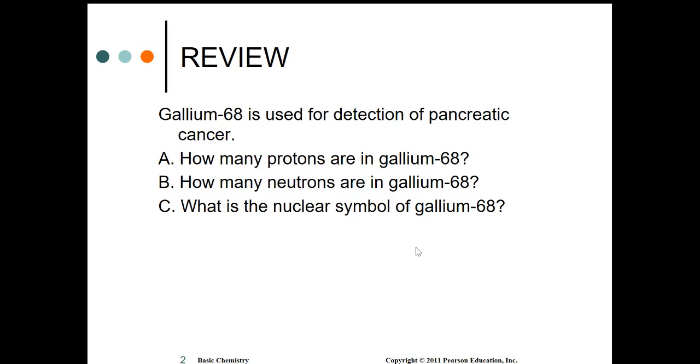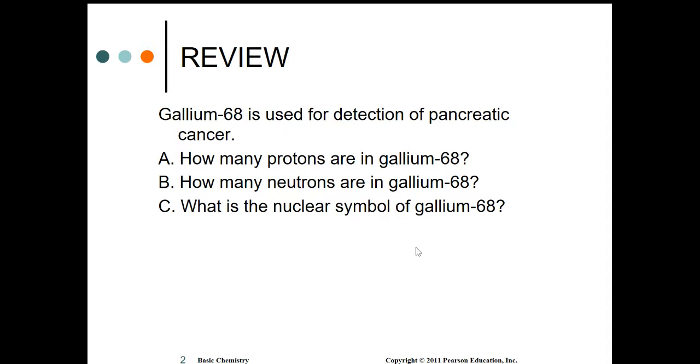Again, let's review. Gallium-68 is used for detection of pancreatic cancer. How many protons are in gallium-68? How many neutrons are in gallium-68? What is the nuclear symbol of gallium-68? Pause this and answer, and I'll reveal the answers after.